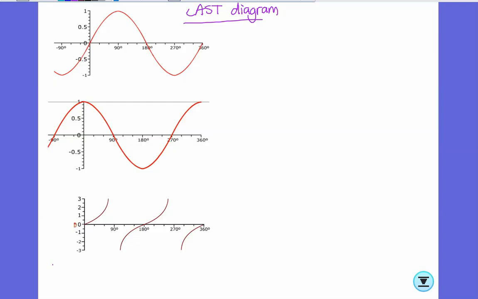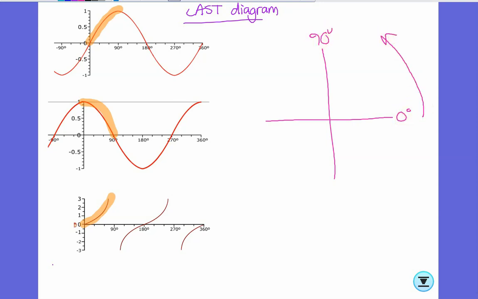So a CAST diagram, if we look at all of these graphs between 0 and 90, so I'm just going to highlight 0 and 90 here. All these corresponding y values, they're all positive. So this is a CAST diagram. So say 0 to 90, moving in this direction, they're all positive.